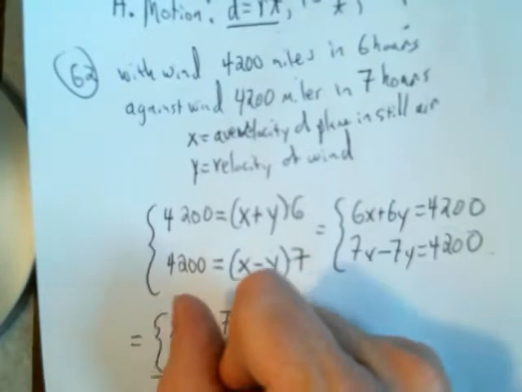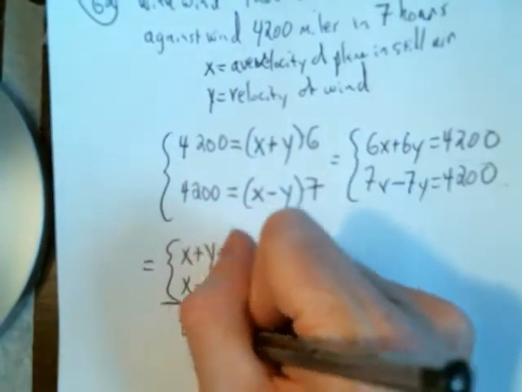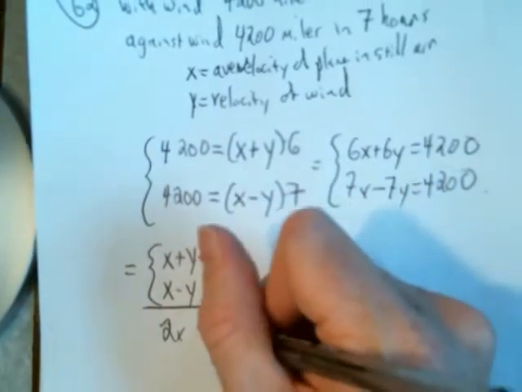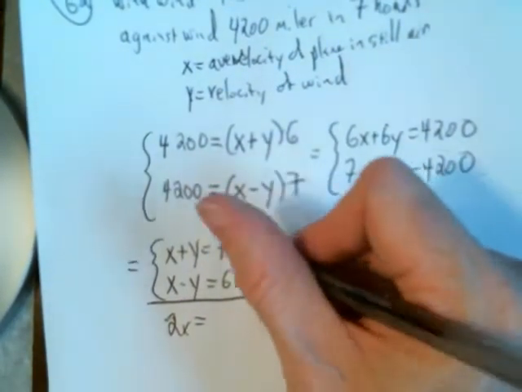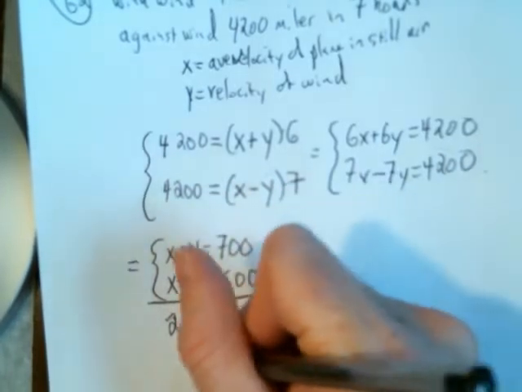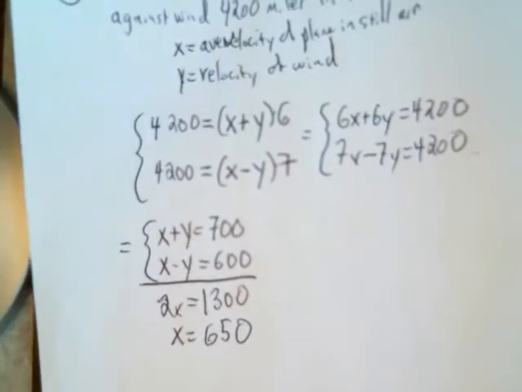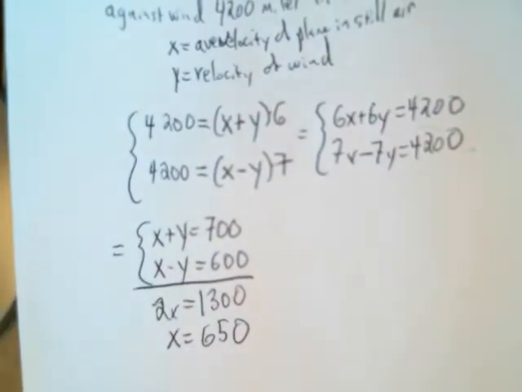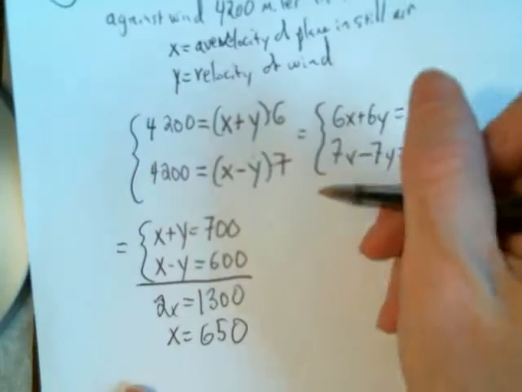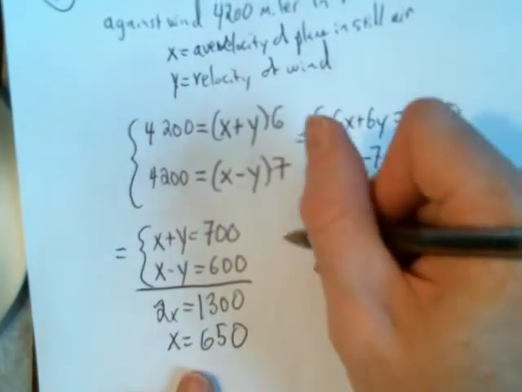Right? And then we already have a cancellation set up for us. So x plus x is 2x, y minus y is 0. And then 700 plus 600 is 1,300. And then x is equal to 650. Okay? So what is x? x is the rate of the plane. We still need to figure out the rate of the wind.